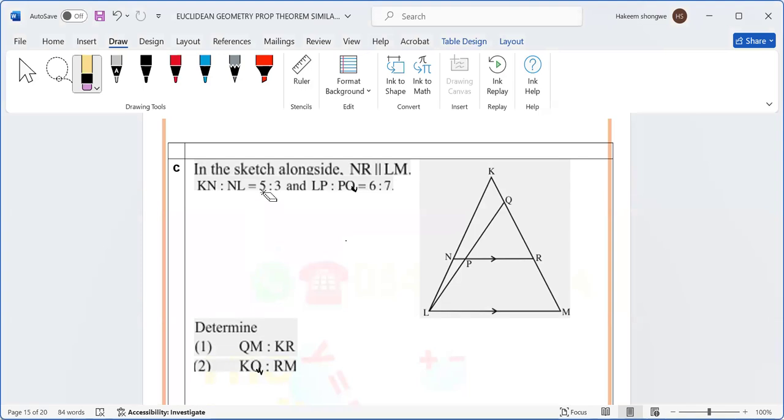In the sketch, alongside NR, it's parallel to line LM. Then the area KN is to NL. The ratio, I think, is 5:3.